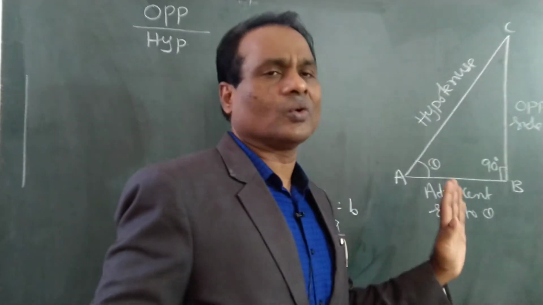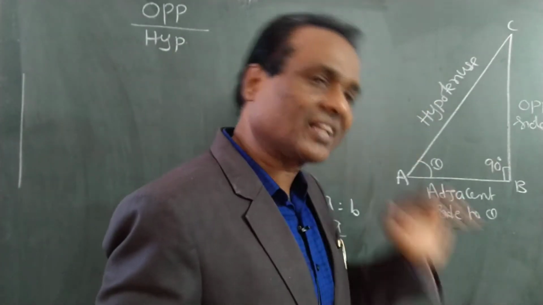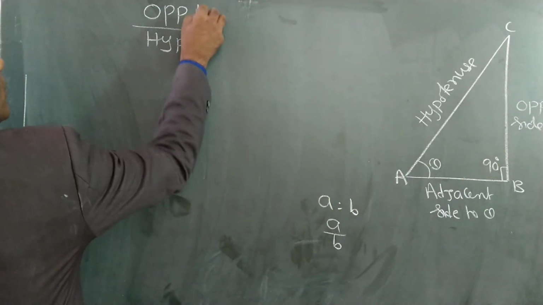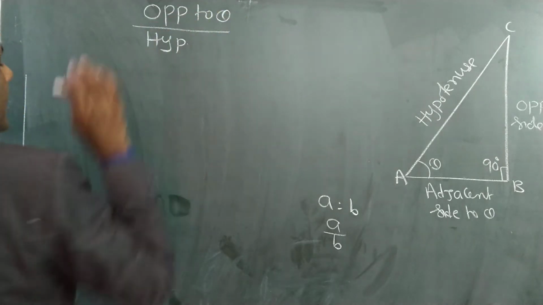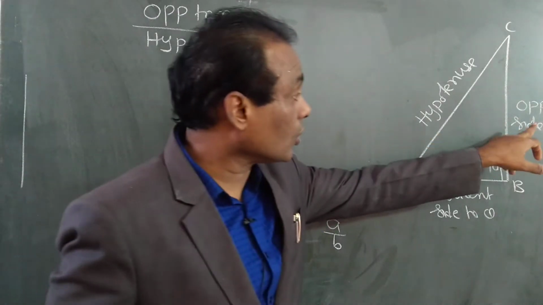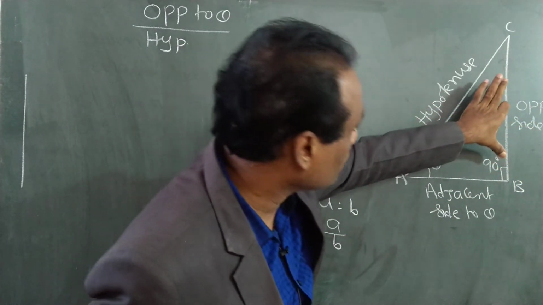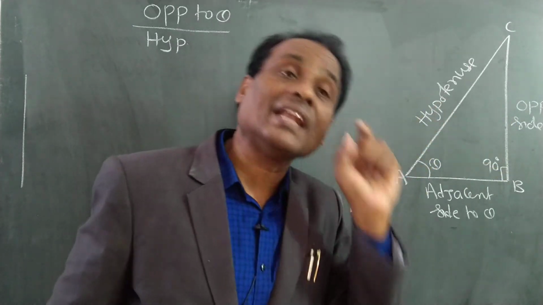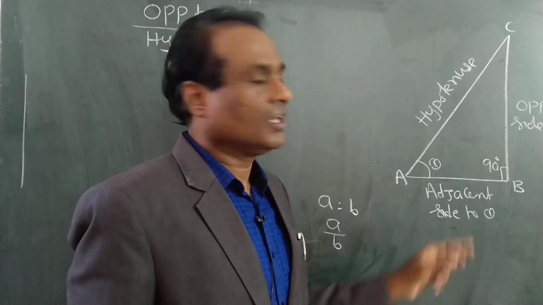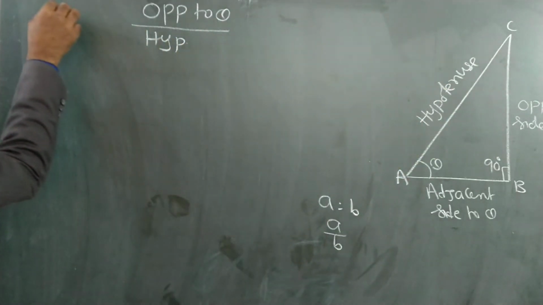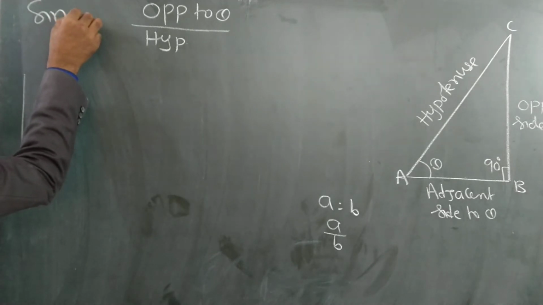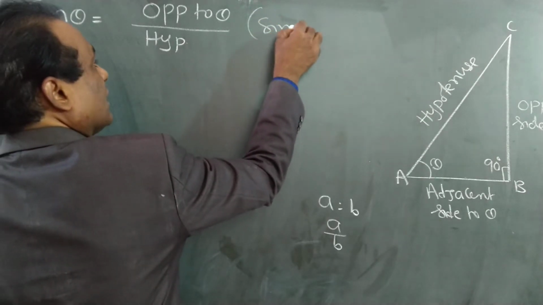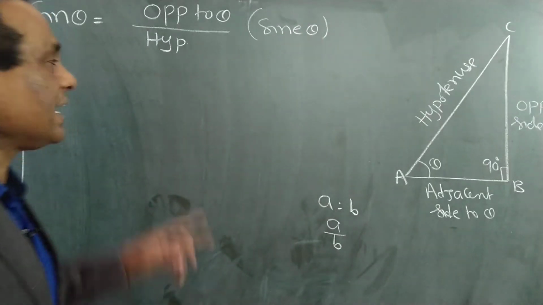Generally we just say opposite, but the correct notation is opposite to what? Opposite to this theta. So the opposite side to theta by hypotenuse, that is the ratio of this side to this side, that means BC by AC. We have a name for that ratio. This ratio is named as sine theta. Actually it is spelled S-I-N-E, but in short form we write sin theta.